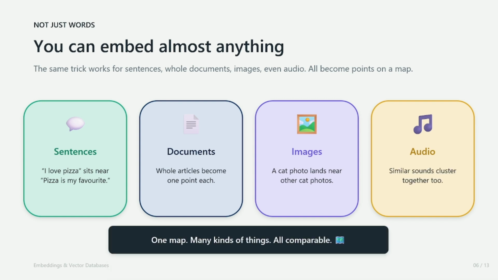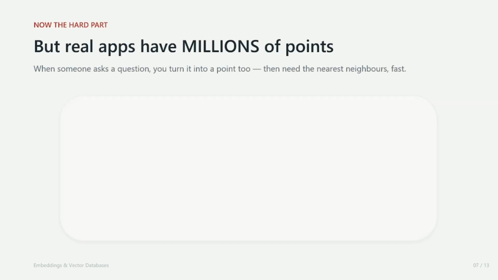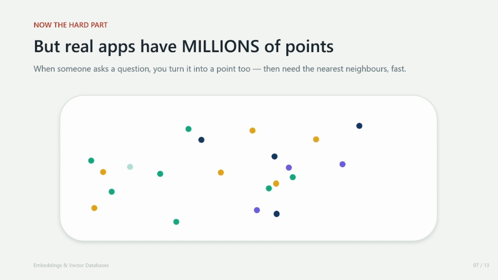Okay, but here's where it gets hard. Real apps don't have nine points on a map, they have millions. And when someone asks a question, we turn that question into a point, the big coral dot you see here. Now we need to find points that are close to it, but checking every single one by one would be painfully slow. Imagine flipping through a million pages to find the right one. We need something much smarter, and that's exactly what comes next. That is the solution of vector database.